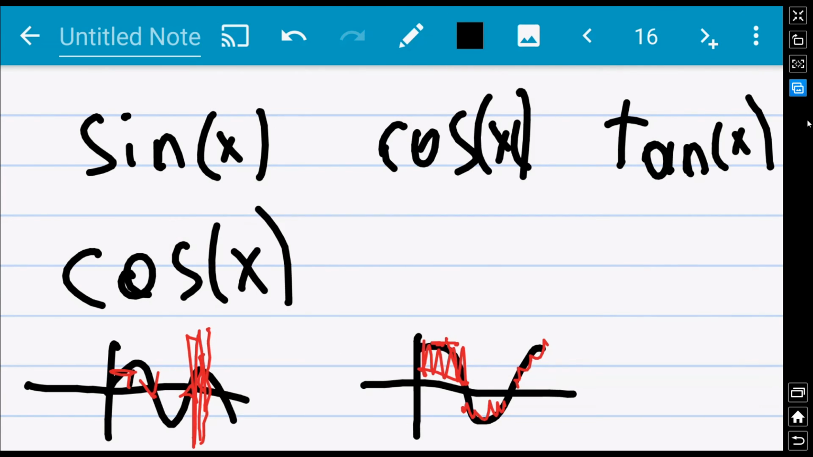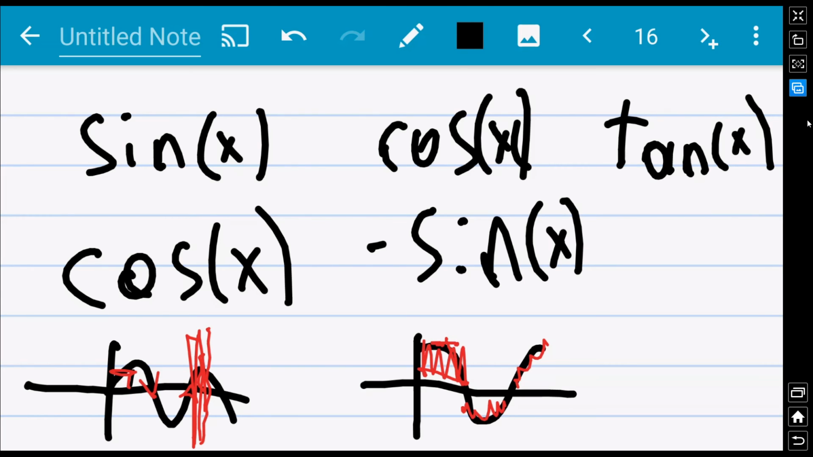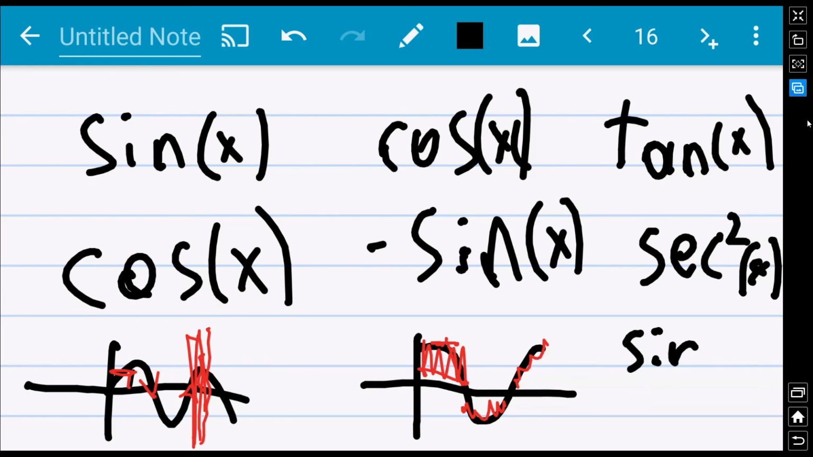Now let's go back and see what the derivative of cos x is. It's actually negative sine x. And I don't want to bore you with the explanation again, so I'll just let you believe me. And what is the derivative of tan x? Well, it's actually secant squared x. Why is that? Well, you can actually use quotient rule by remembering the trigonometric identity of sine x over cos x equals tan x.